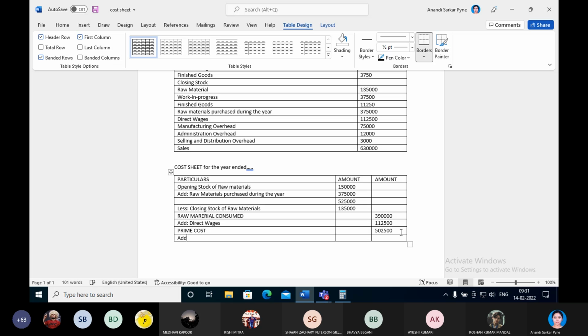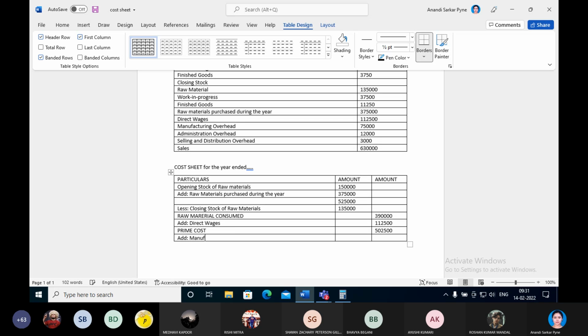Add now factory related expenses. After all the direct expenses, since it is manufacturing, first you create the product. So we will consider all the factory related expenses, which also include opening work in progress and closing work in progress. We will add the factory overhead or manufacturing overhead, then add the opening work in progress and deduct the closing work in progress. What we get is the works cost, that is factory cost.